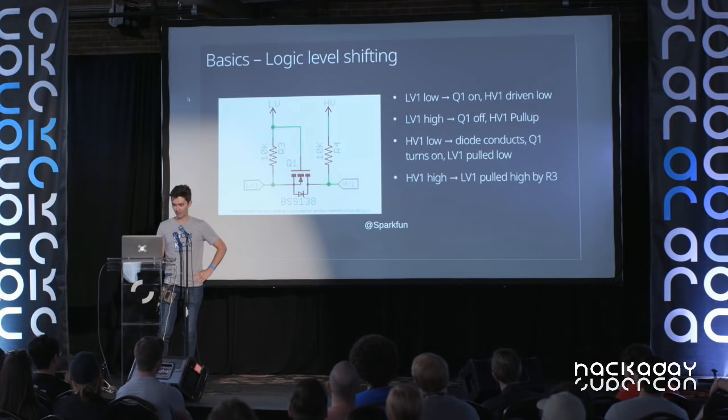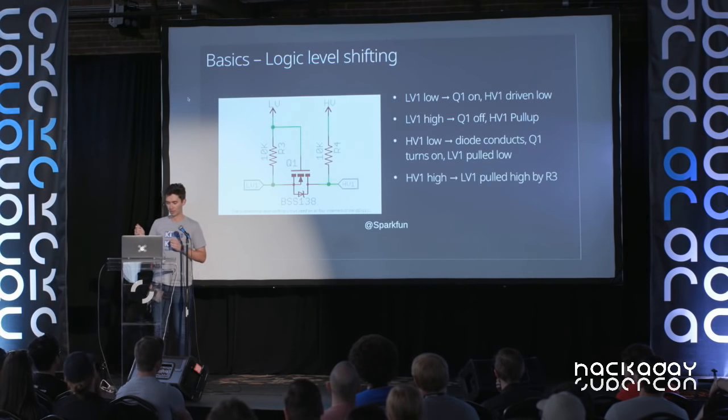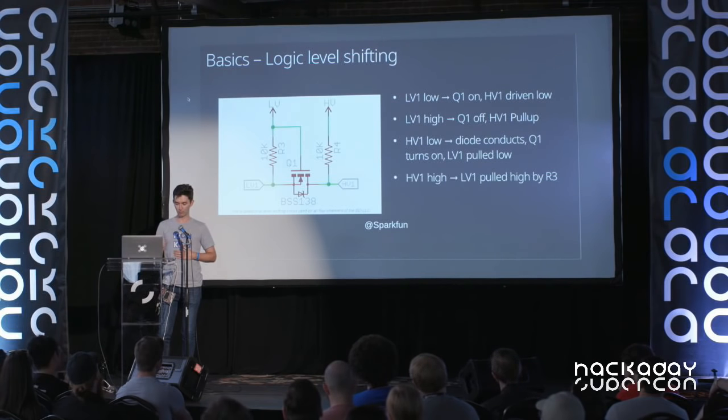When LV1's high, nothing happens because Q1 turns off, and the right side gets pulled up. This is bidirectional. Now when HV1 is low, it pulls through the body diode and pulls that whole thing low, and then LV1 gets pulled low. When HV1 is high, nothing happens really, and on the left side it gets pulled high by R3.